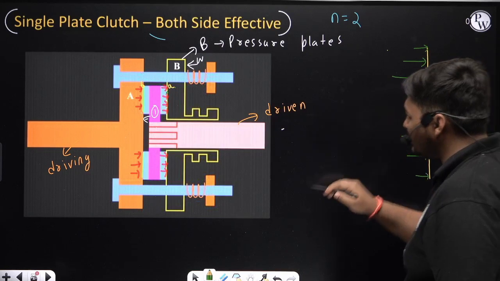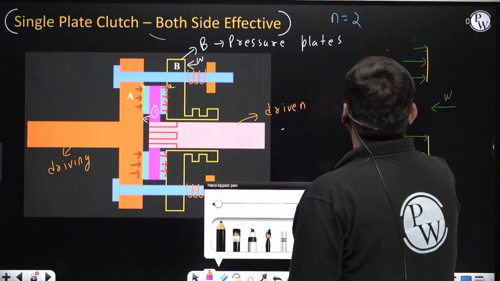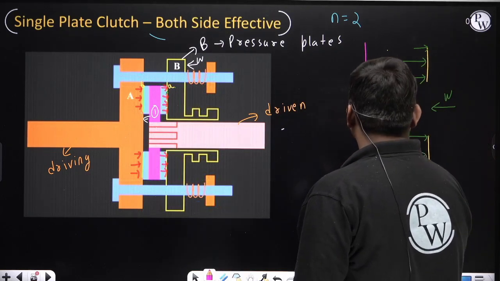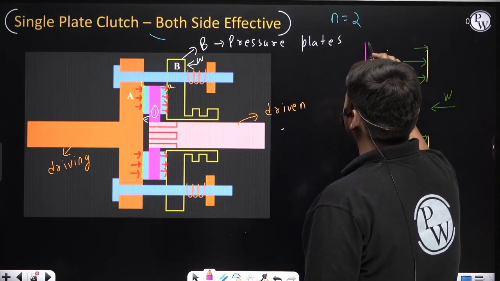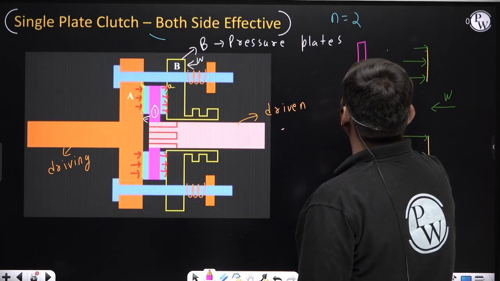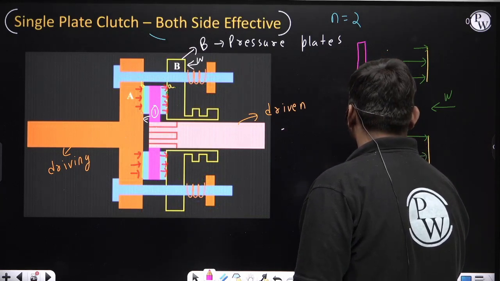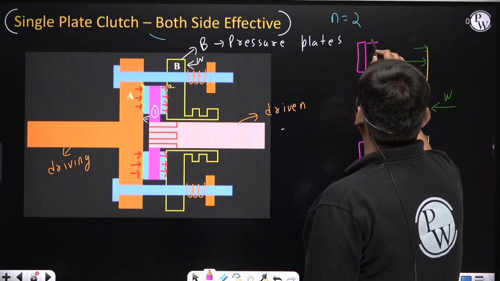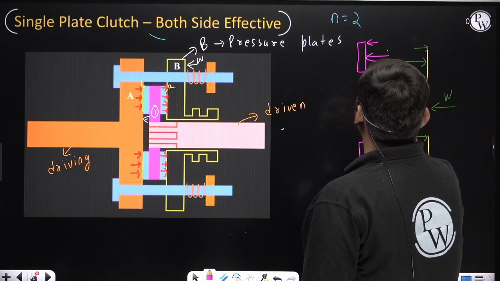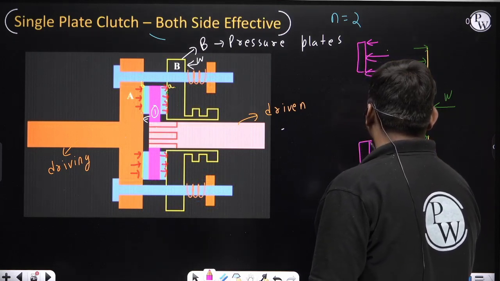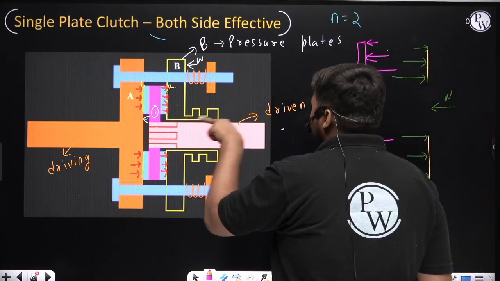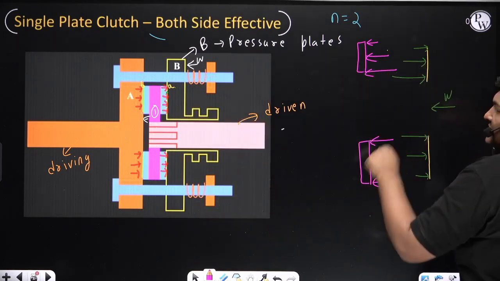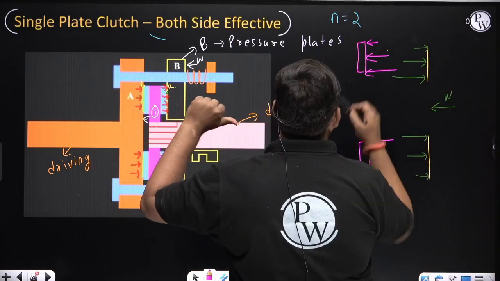So if I draw this distribution for plate 1 over the friction lining, it will be equal and opposite. I am drawing a rough diagram. Now, whatever pressure in plate 1 is coming in this direction, equal and opposite pressure will come in this direction.